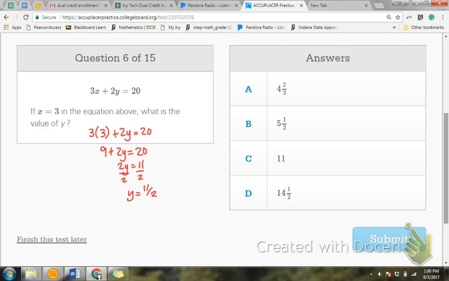No. Okay. Now, 2 goes into 11 how many times? 5 times. Did you use a calculator? Because you're not allowed to on the ACCUPLACER, so put that away. Okay, 2 goes into 11 5 times, which is 10. How many is remaining? 1. So this is 5 whole times, 1 half. The remainder goes over your denominator. So 1 over 2, which is answer choice B.